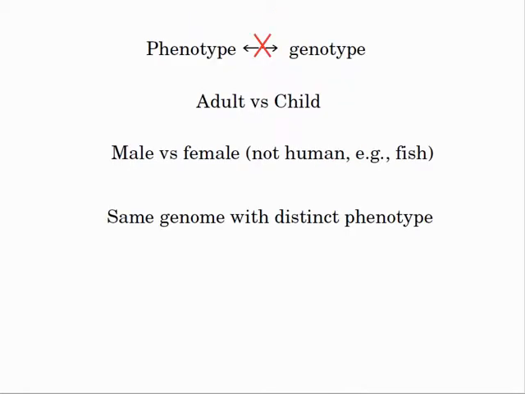Generally, phenotypes are not always directly related to genotypes. For example, adult and child share the same genotypes, but their phenotypes are completely different. Another typical example is male and female. For human beings, male or female is decided by the genome, but for other species, for example fishes, gender or sex is not decided based upon the genome but by experimental environmental conditions. And the same genome with distinct phenotypes is possible.